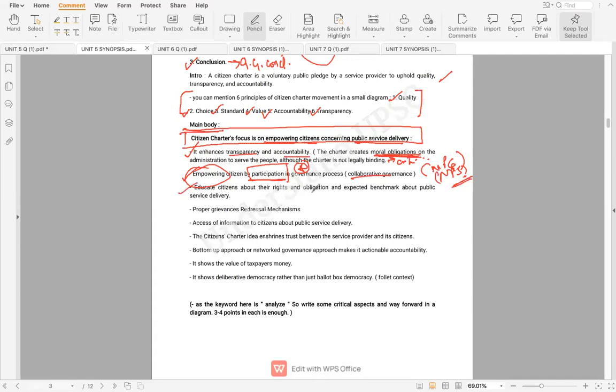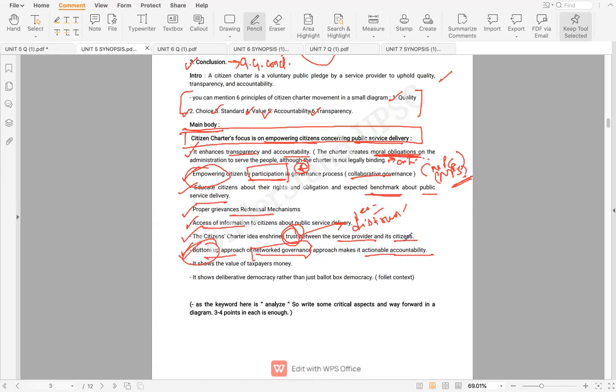Educate citizens about their rights and obligations and expected benchmarks about public service delivery, proper grievance redressal, and access to information about public service delivery. It enshrines trust between the service provider and its citizens, so it decreases the distrust, right, between government and citizens. Bottom-up approach or network governance approach makes it actionable accountability.